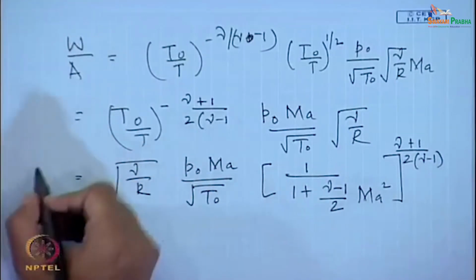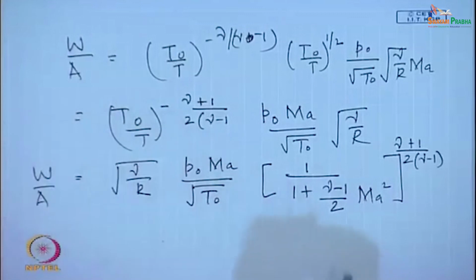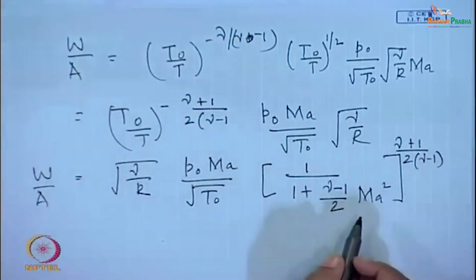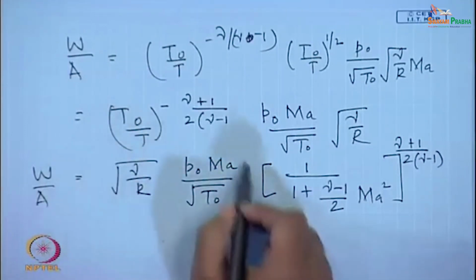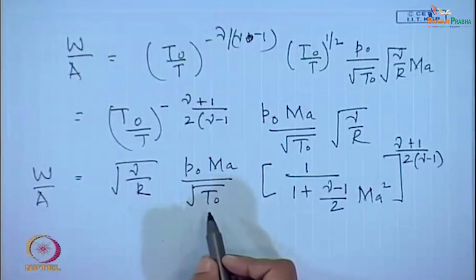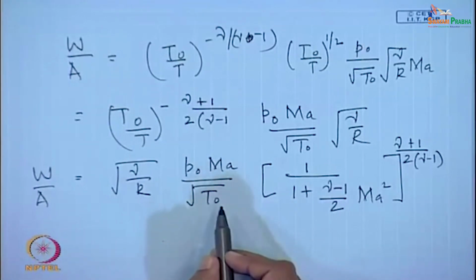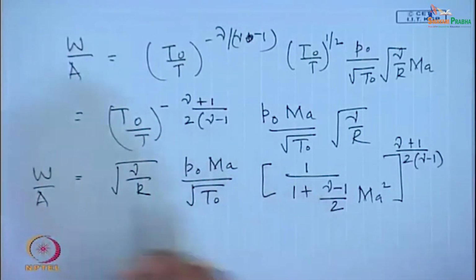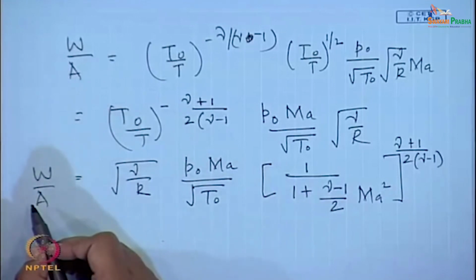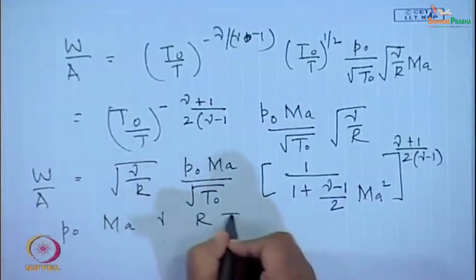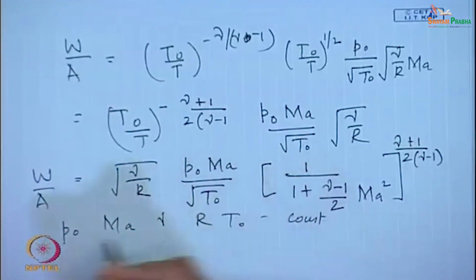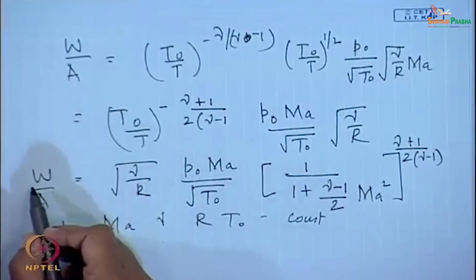Now, in this particular case W by A equals to. So, in this particular case what do I find? I find gamma, R, P 0, T 0, all these parameters are constants. Okay. What is the only variable in this particular equation which can vary my mass flow rate or mass flux? The only variable is M A; P 0, gamma, R, T 0 are constant. So, the only thing which influences W is Mach number.